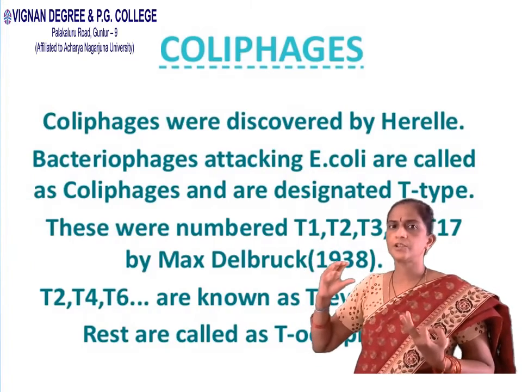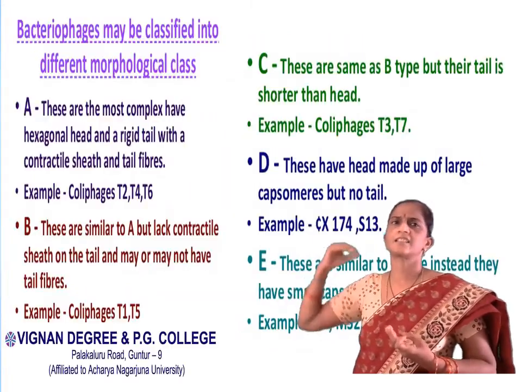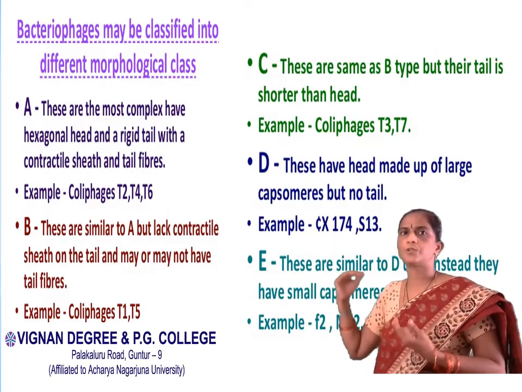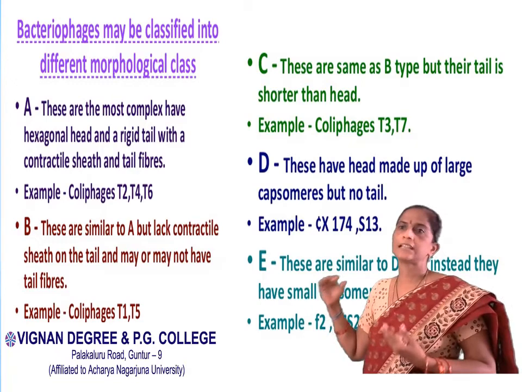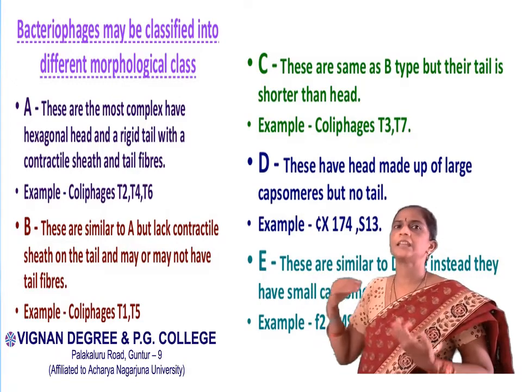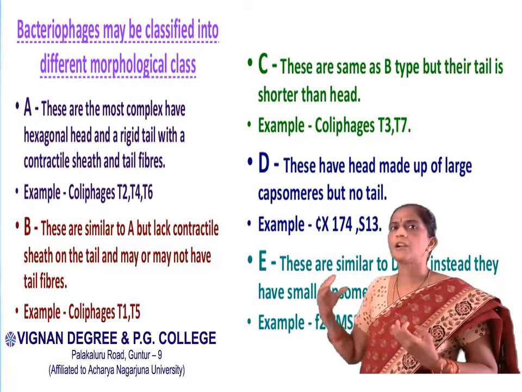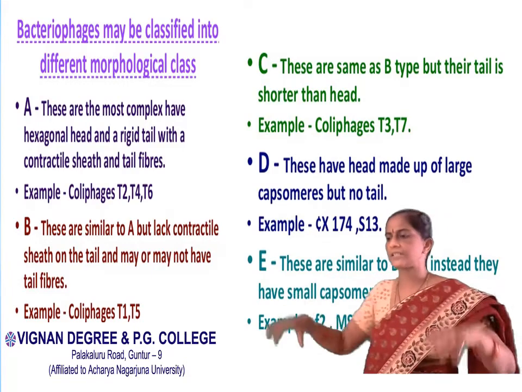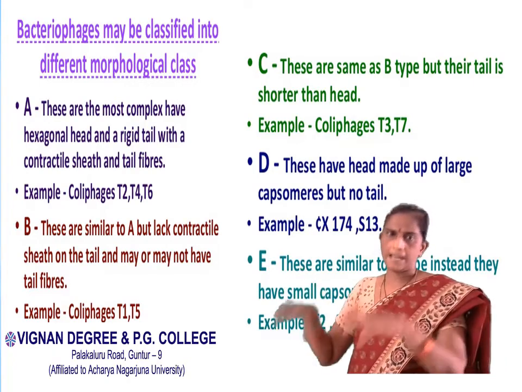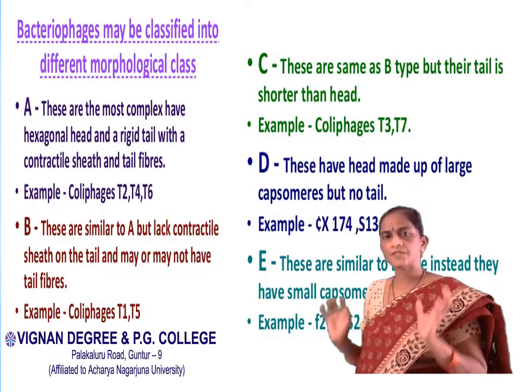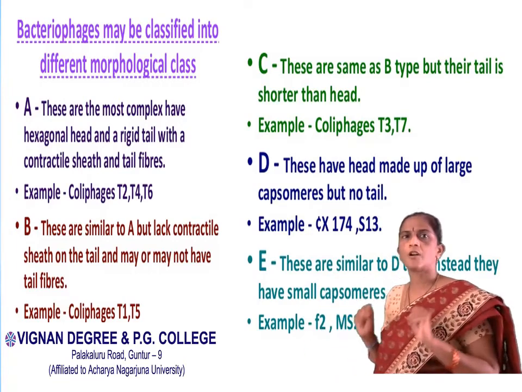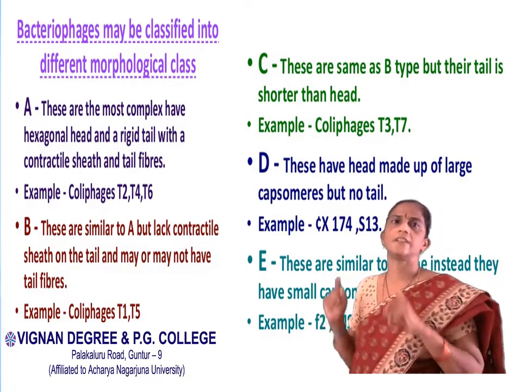These are categorized into different groups. Group A consists of head and tail phages. Examples for this are T2, T4, T6. These are T-even phages. Coming to the B subgroup, they are similar to A, but they lack a contractile sheath. The contractile sheath helps in the attachment of the bacteriophage to the bacteria. Examples are T1, T5.